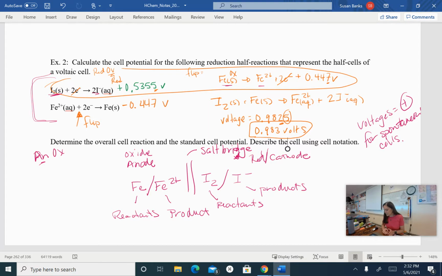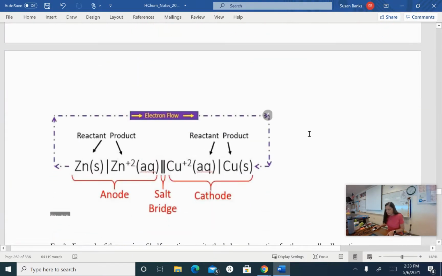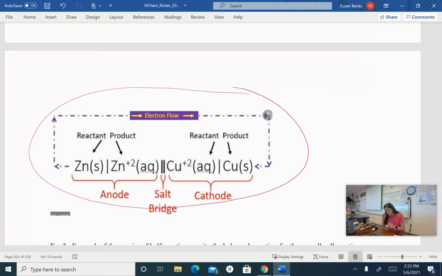Okay, so on the left-hand side for cell notation, we always put the anode. What is oxidized? Okay, we put the reactants first, put a slash, and then put the products. Then we put in our double line, which means the salt bridge. And then on the right side of the salt bridge, we put the cathode or the reduction reaction. We put our reactants first, a slash, and then we put our product. And that is the shorthand notation for all of this up here. Okay, makes it a lot easier, doesn't it? Okay, so let's practice on a couple of these. And this is, once again, not in your notes this year, but this is the way that we do this, okay? So we put the anode side on the left, the cathode side on the right, and we put in our reactants and our products.